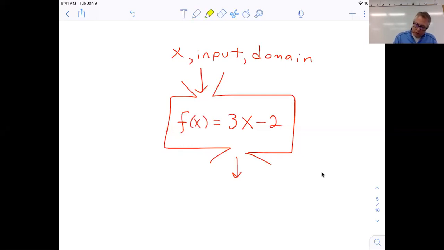So we're going to take stuff and drop it into the function. Whatever we drop in there, it's going to multiply it by 3 and then subtract 2, and then it's going to spit out an answer. The stuff that it spits out is typically the y value. If you drop in an x, then you do that number times 3 minus 2, and it spits out a y value. That is the output, which is the range.